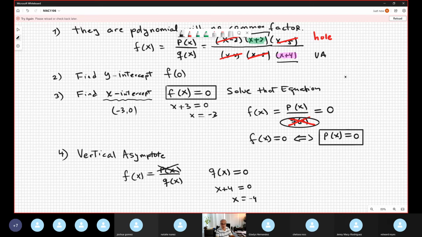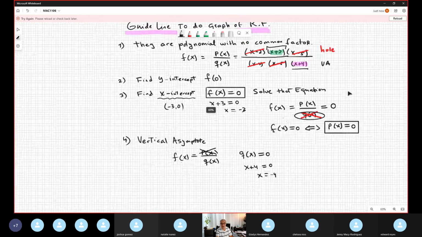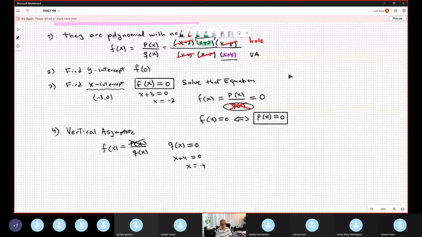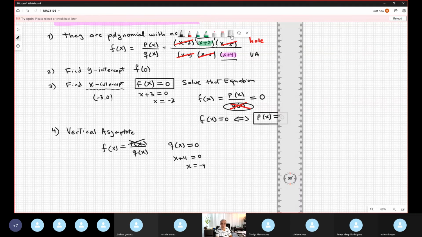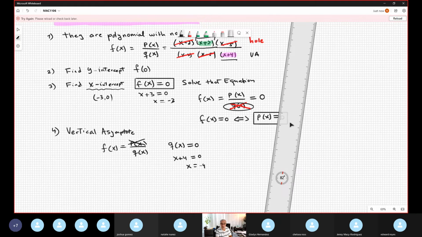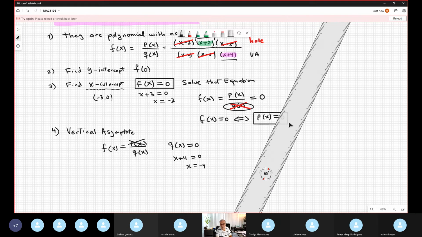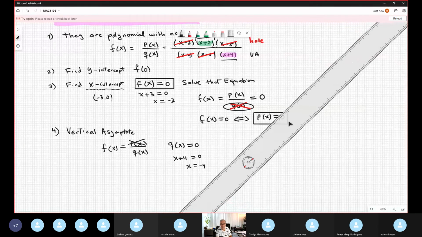And I know very, very well at negative 4, we have a vertical asymptote. And this, in my opinion, is my way to do this. This is the crucial moment in which you are doing one roughly sketch by hand.